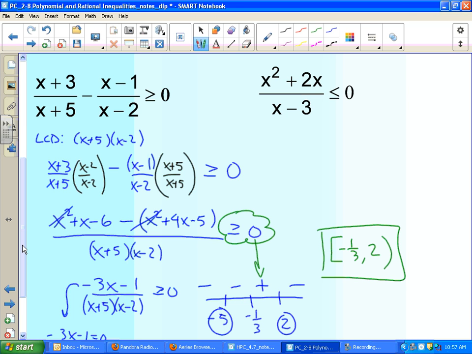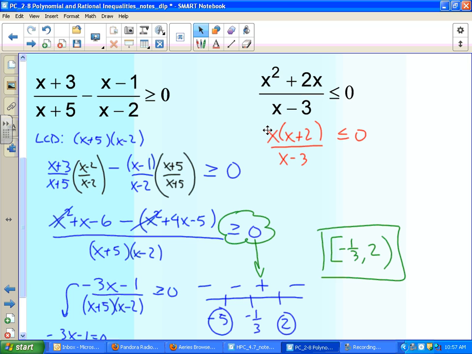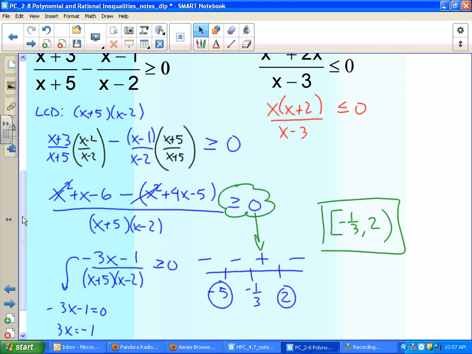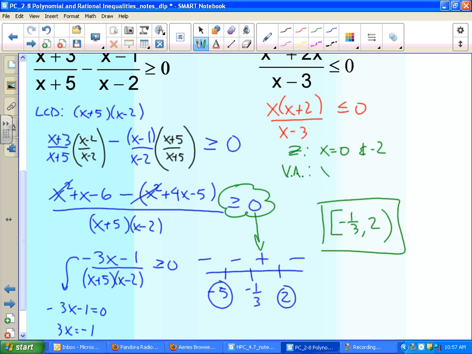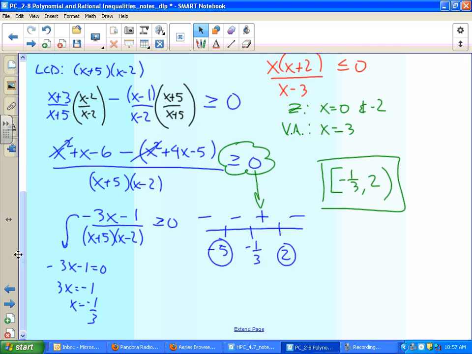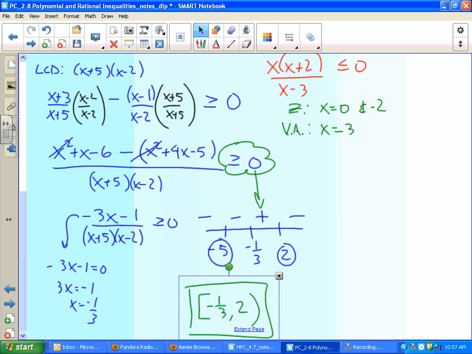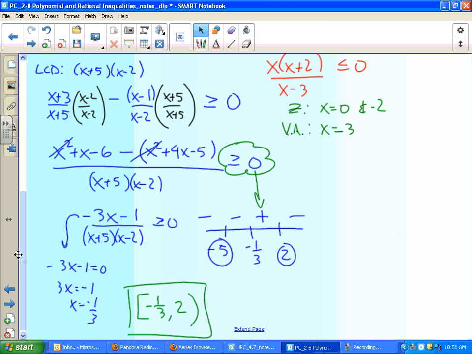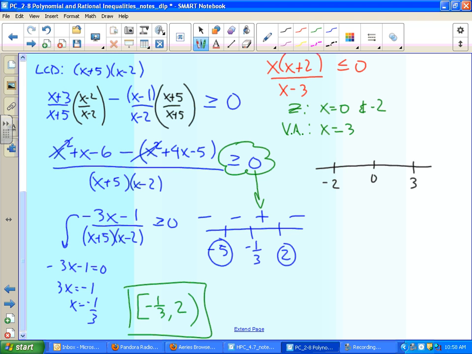All right, on top, we're going to factor out an x. And set up my sign chart. I'm going to have 2 zeros at x equals 0 and negative 2. I'm going to have a vertical asymptote at x equals 3. All right, so we have the sign chart: negative 2, 0, 3.